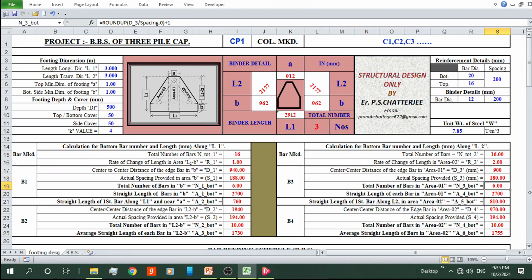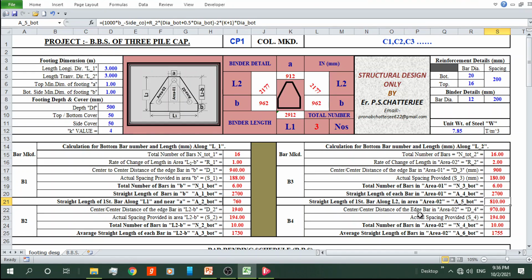Straight length of each bar in area A1, that is in this area, is equal to this formula: 1000 into L2 minus 2 into side cover minus 2 into K plus 1 into dia bottom bar. First bar along L2 in area A2, that is this bar near B, is equal to this formula. R2 is equal to rate of change of length in area A2.